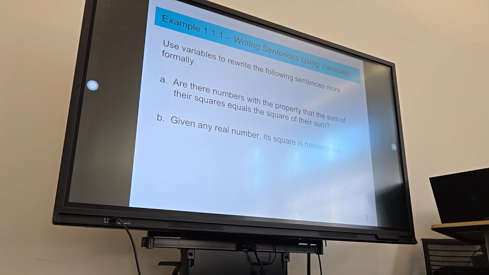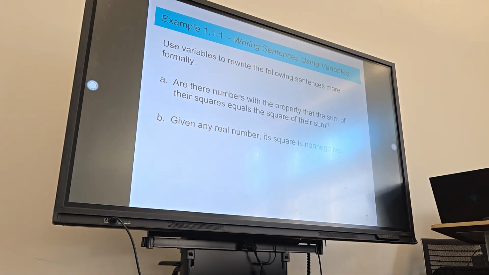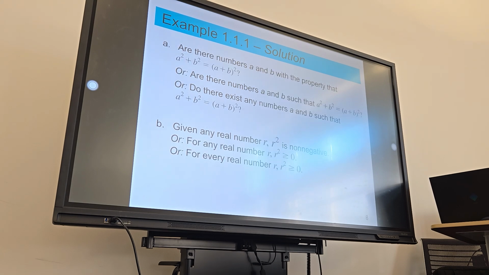A, like I said, is dealing with 2 numbers, so you have 2 variables. And they may or may not be equal. So a squared plus b squared equals a plus b quantity squared. And like I was saying earlier about different ways of expressing things, A is answered in 3 different ways here. B is answered 3 different ways.